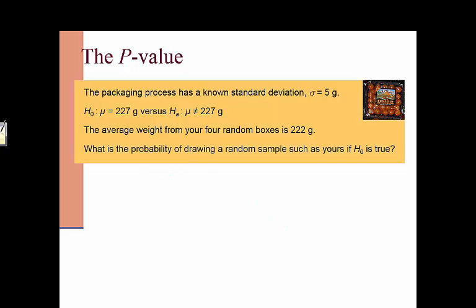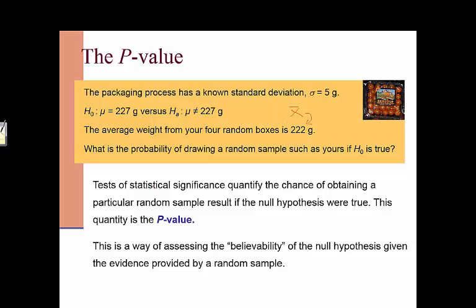Okay, so for example, you're looking at the hypothesis in that cherry tomatoes example of the mean being 227 grams, and the alternative being that it's not equal to 227 grams, and you found out that the average of the 4 boxes you weighed is 222 grams, so X bar is equal to 222 grams. Okay, well, based on that, what is the probability of you drawing another random sample so that it proves that your null hypothesis is true? To get that probability, we compute something called the p-value.